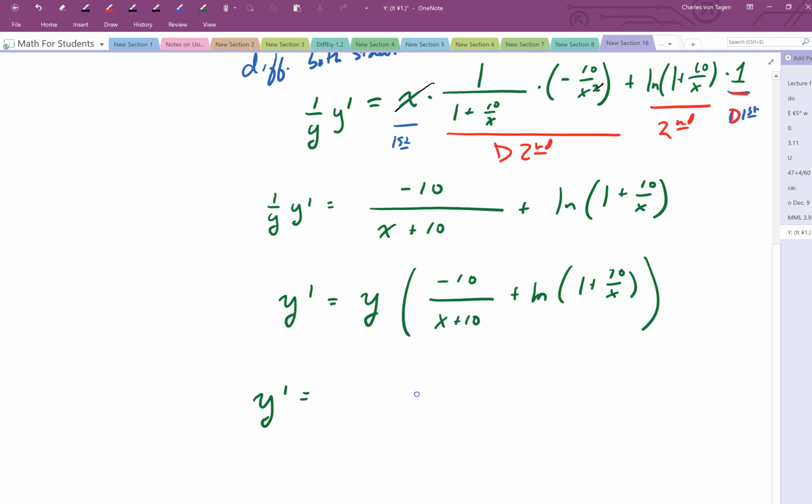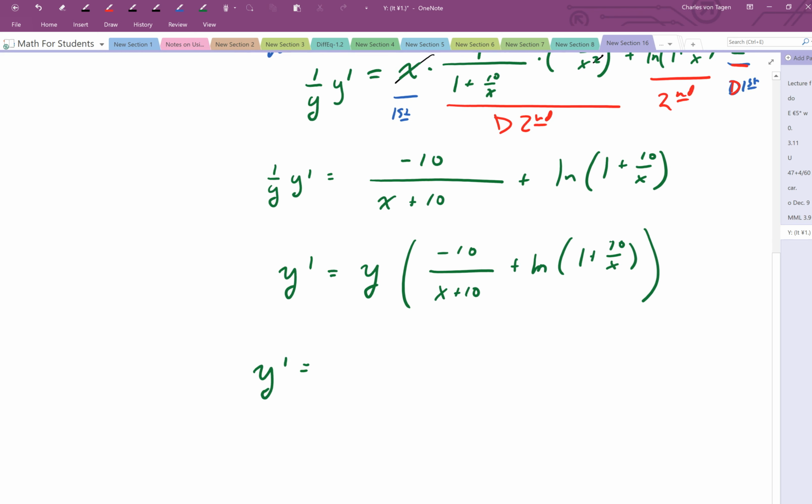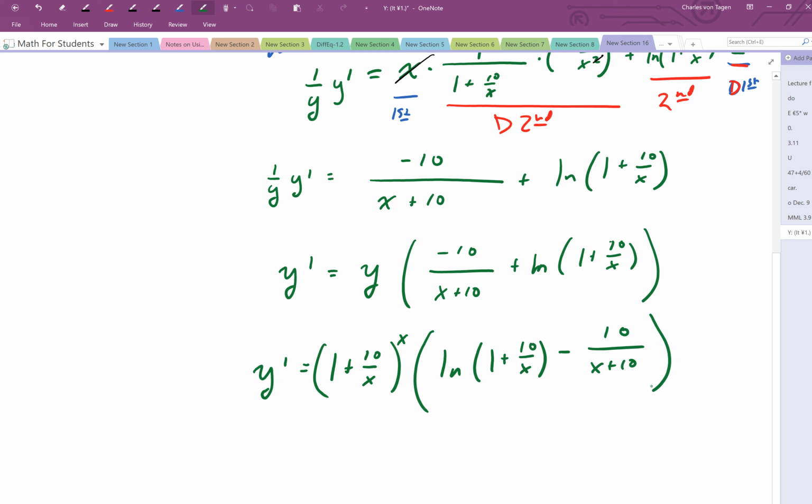Well, what was y? y was this expression right here, (1 plus 10 over x) all to the x power. So in place of this y right here, I wrote what we set y equal to. And then I'm just going to copy down the rest of this. So minus 10. Let's change the order just for fun. Since that leads with a negative, we could go ahead and say that's the natural log of 1 plus 10 over x minus 10 over x plus 10. I think that's a good place to leave the answer.